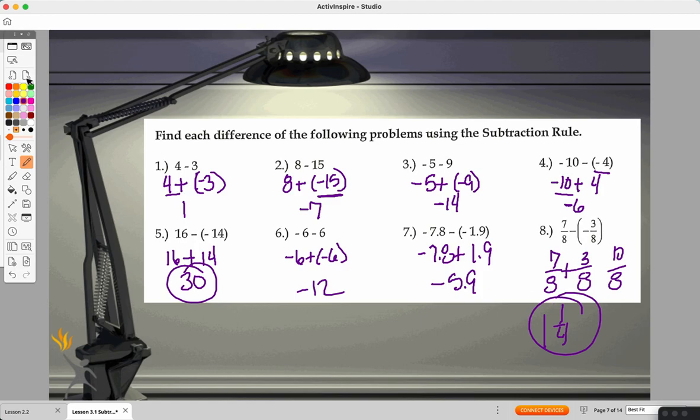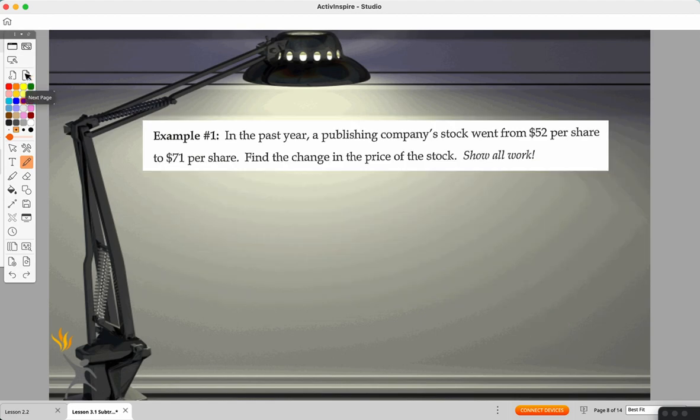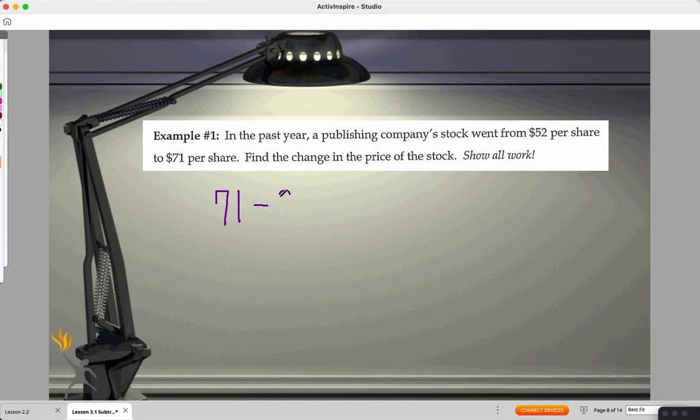All right. And last thing we take a look at is the word problems. What we're really working with is 71 minus 52. So there's no subtraction, so we're going to follow our keep, change, opposite. 71 plus a negative 52. That means the stock price rose $19.